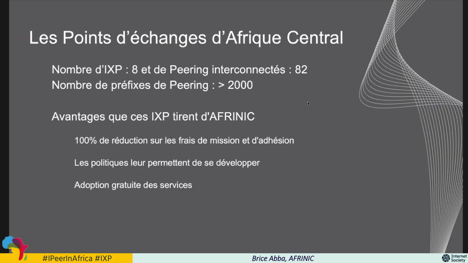So for IXPs in Central Africa, we have 8 IXPs and 82 interconnected peering. We've got over 2,000 peerings in place on these different IXPs. So this morning, I was talking about the advantages linked to the use of the internet and IXPs and the reduction of fees and subscriptions.